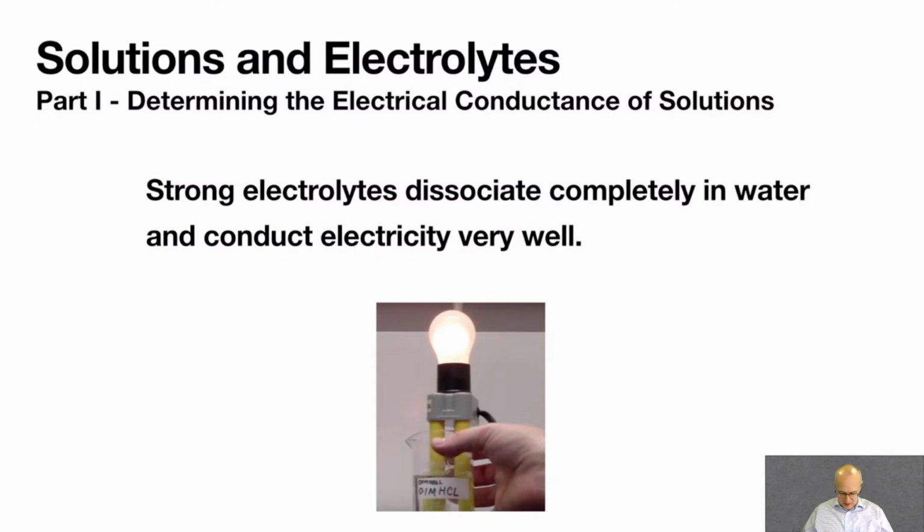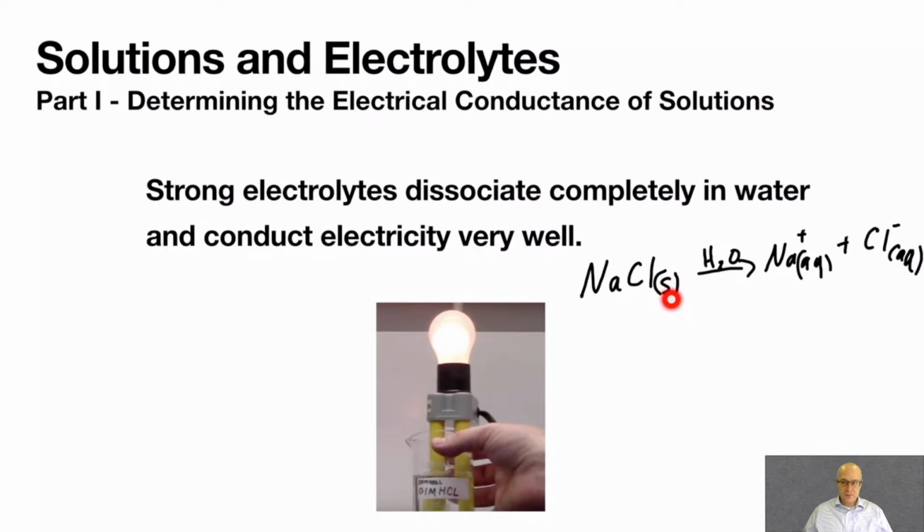For example, sodium chloride is a great example. Solid NaCl dissolves in water to give you sodium cation, aqueous, plus chloride anion, aqueous. Notice in this chemical equation, the sodium chloride is in the salt form. It's never in the aqueous form. In the aqueous form, it is sodium ion and chloride ion, 100% dissociation. That's a strong electrolyte, and that's going to give us a solution that's highly conductive. It can conduct electricity very well.